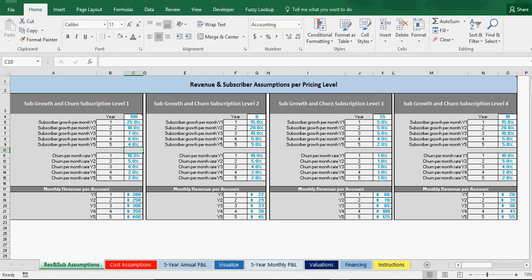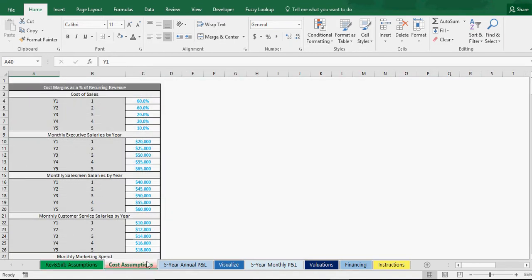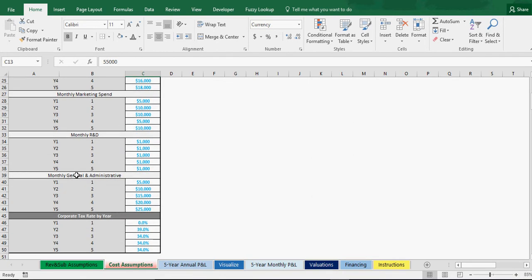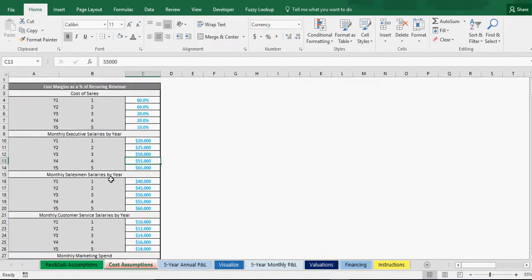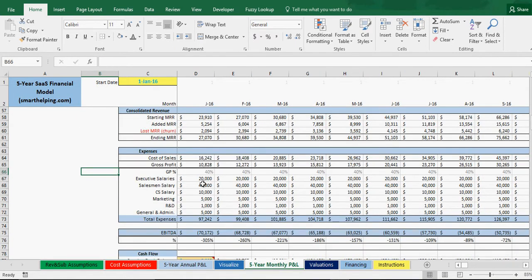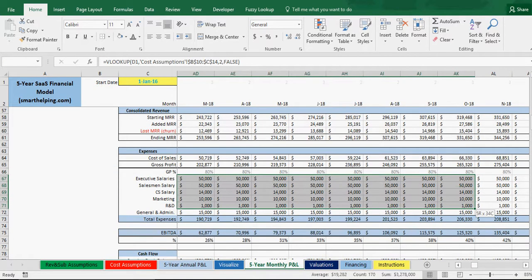Stand by. Okay, and we are done. So now you can see you enter monthly expenses as a dollar amount by year for all of these different categories, and we get it to show up right in here.